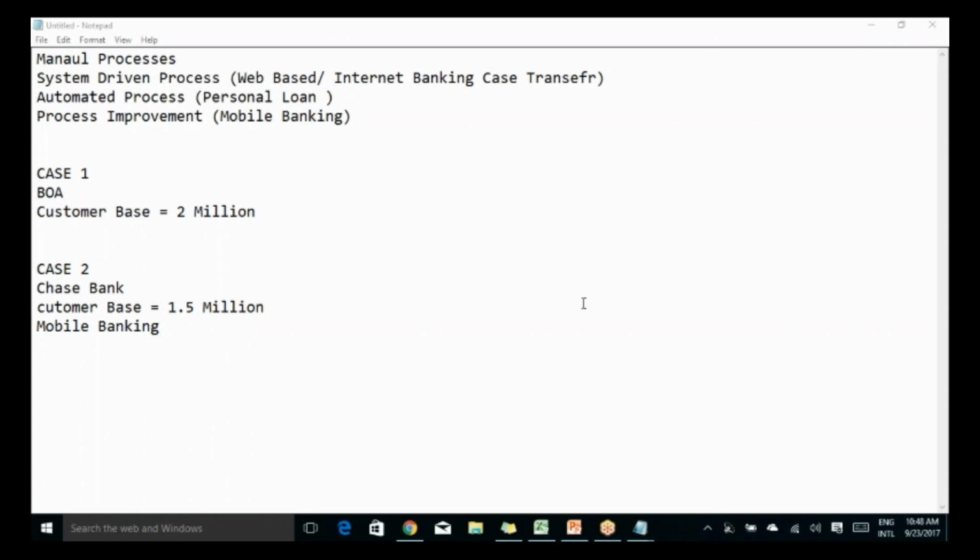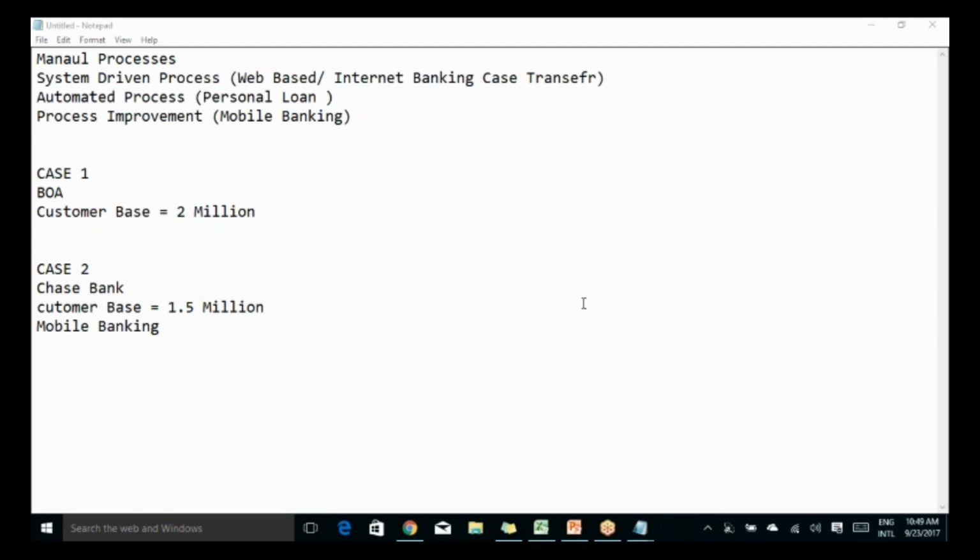They might lose customers because mobile banking is more convenient. Mm-hmm. So a customer would rather bank with Chase Bank than Bank of America. So Bank of America will lose customers. Okay. And they are not competitive. Bank of America is not competing with Chase Bank, so yeah, they can lose customers.